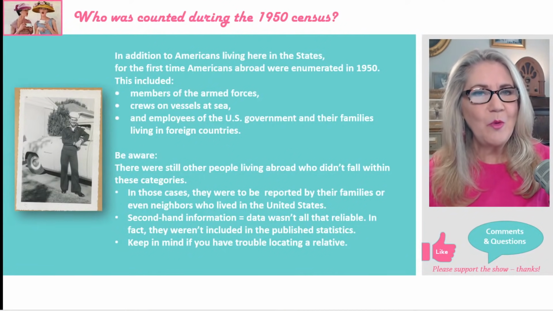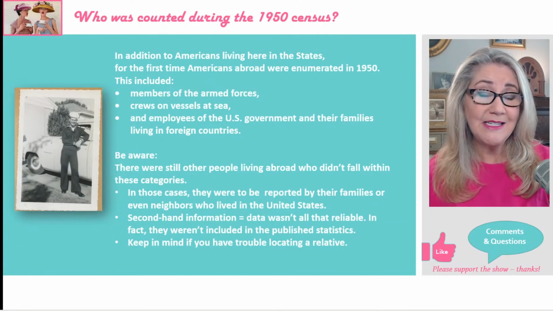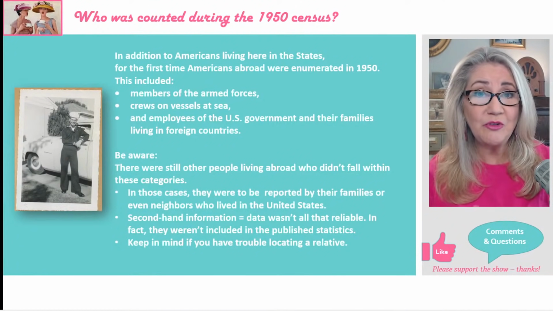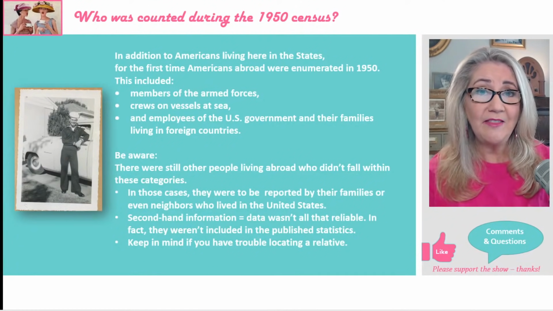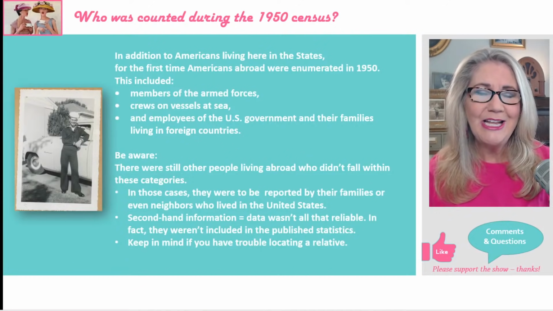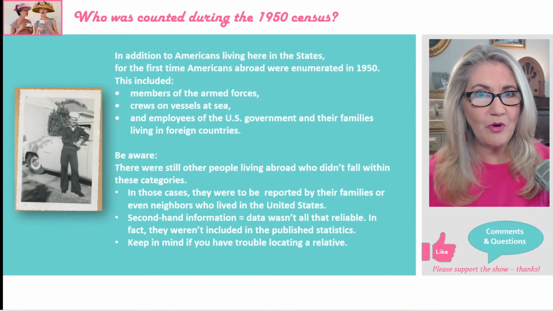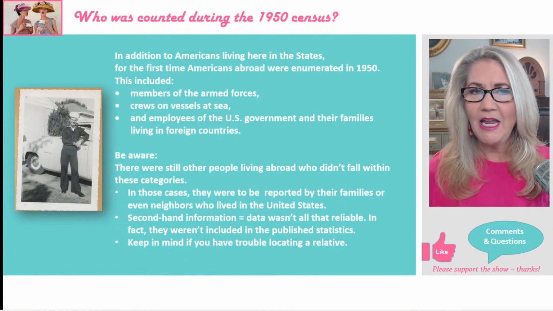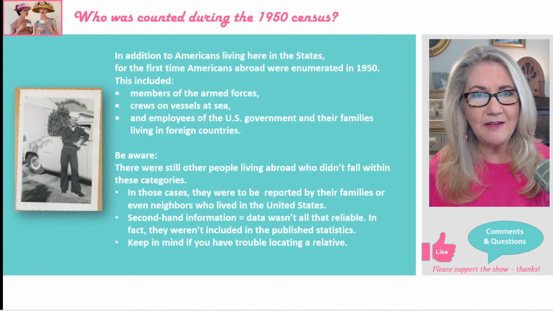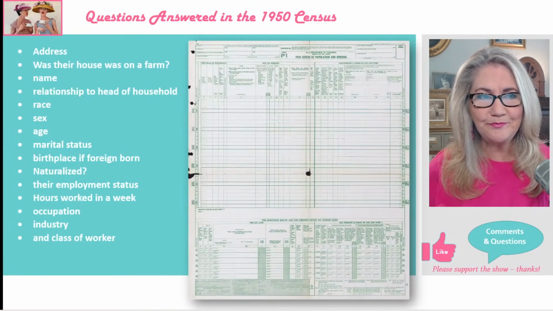It's secondhand, which means it's not as reliable. In fact, the Census Bureau decided not even to include the numbers on those people in their published statistics officially because they just weren't absolutely sure that that information was correct. So this is important to keep in mind. If you know that one of your ancestors might have been abroad in some form at that time and you're having a hard time finding them located, that might be the reason. So just keep that in mind.